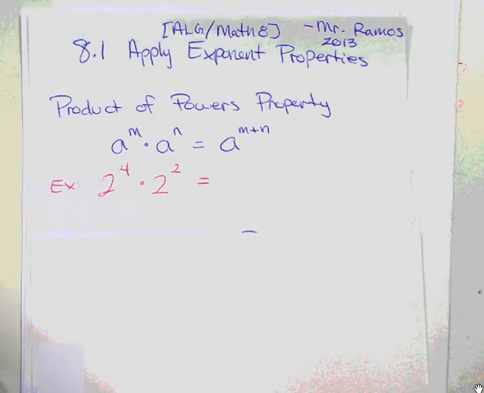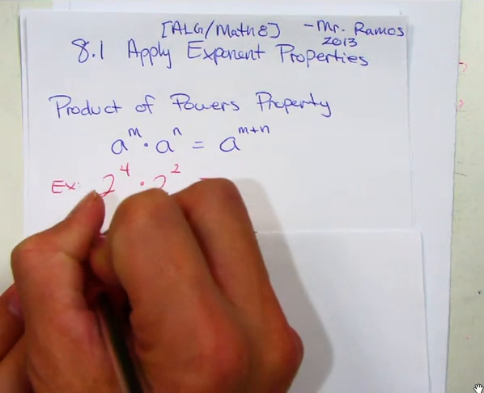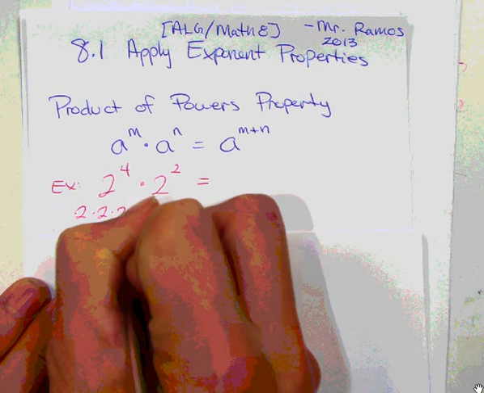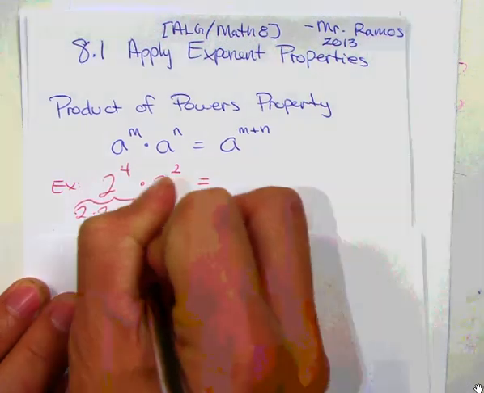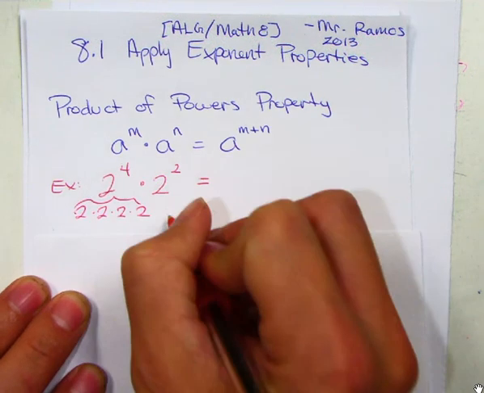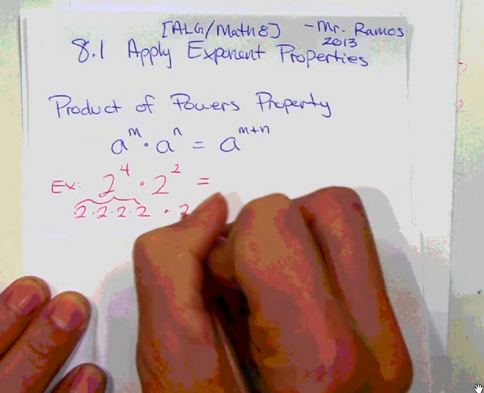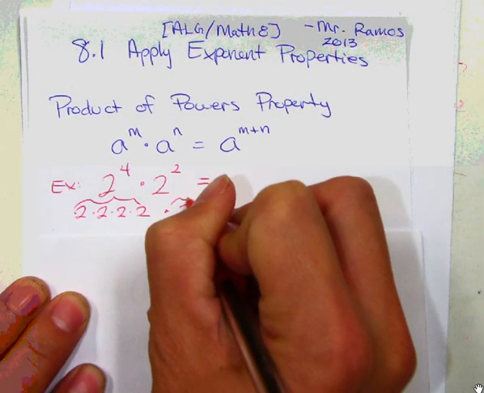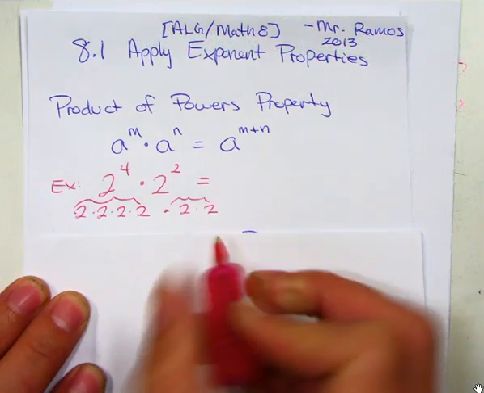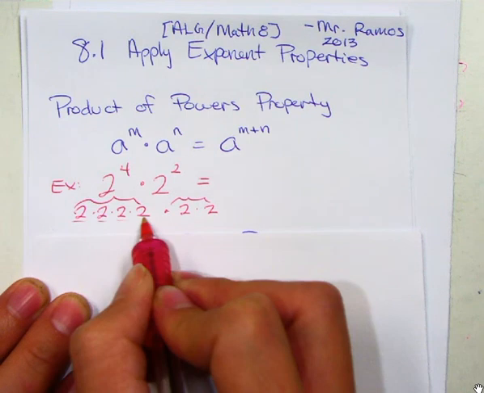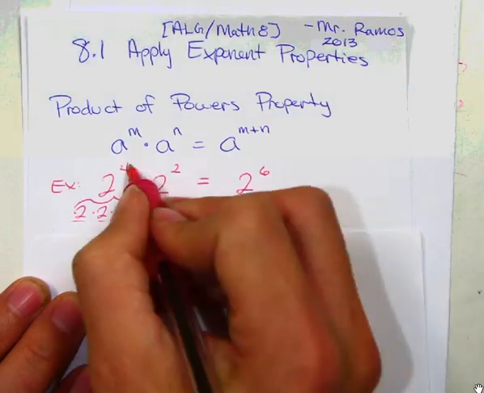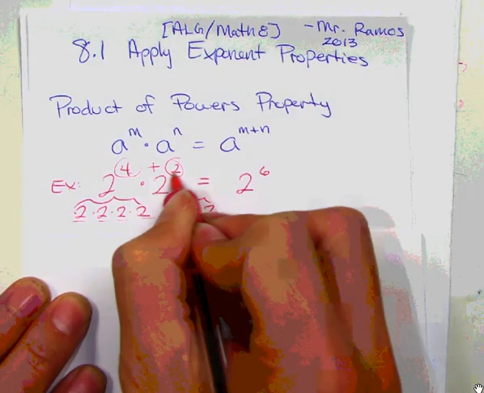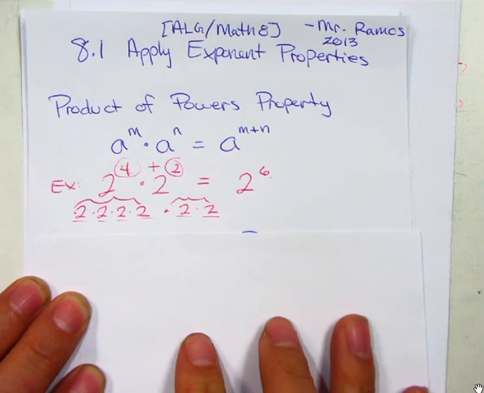2 to the 4th power. Remember, that's just 2 times 2 times 2 times 2. All that is created by 2 to the 4th power. 2 squared is just 2 times 2. So that's created that way. So if you notice, I've got 1, 2, 3, 4, 5, 6 of them. So we can just say that it's 2 to the 6th power and just write it like that. So you can see that all I did was, the shortcut is to add those two together and I get that. That's the product of powers.